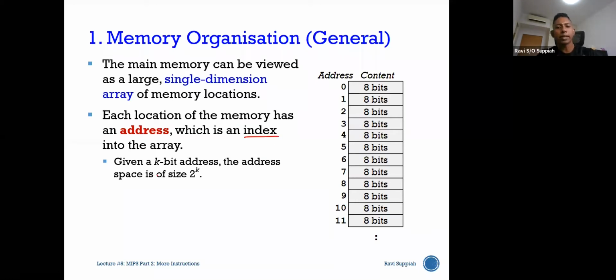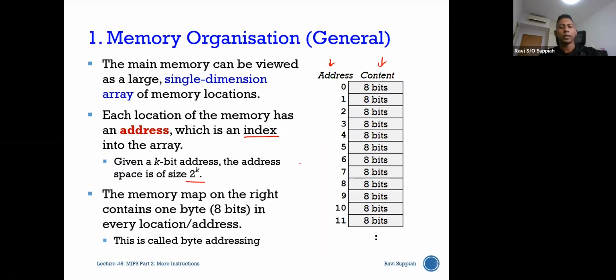Given a k-bit address, you have a size of 2 to the power of k. So there are two parts to this: one is the address, one is the content. The address refers to how big your address bus is. The address bus in general would depend on the kind of architecture or the processor you're dealing with.